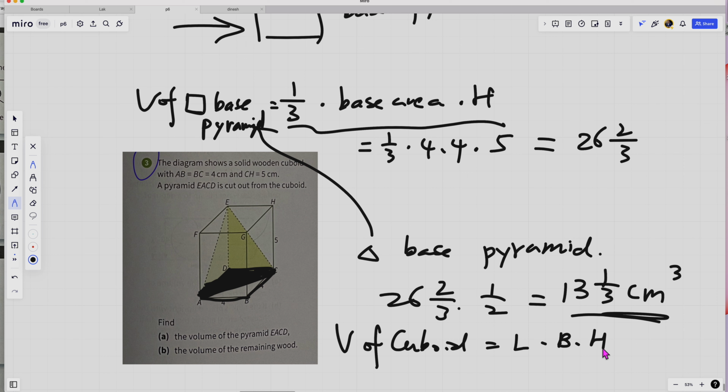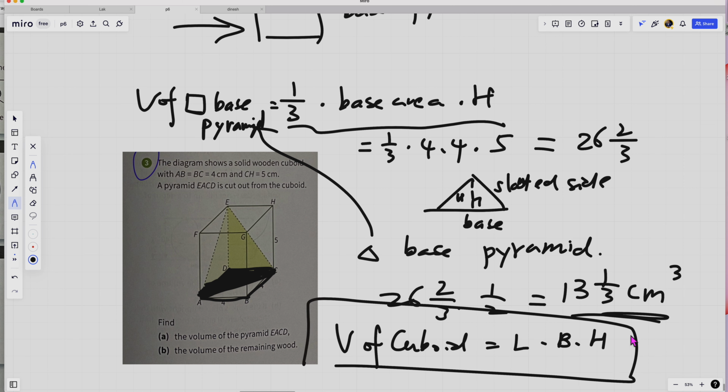But if you have a triangle, you call this the base, you call this the slanted side, and you call this the height of the triangle. Different figures, you call them differently. That's the reason why you cannot use 1/3 times length times breadth times height in the first case. So once you get the volume of the cuboid, you minus the triangle base pyramid, then you will get the rest. Does it make sense? That's how you solve this question.